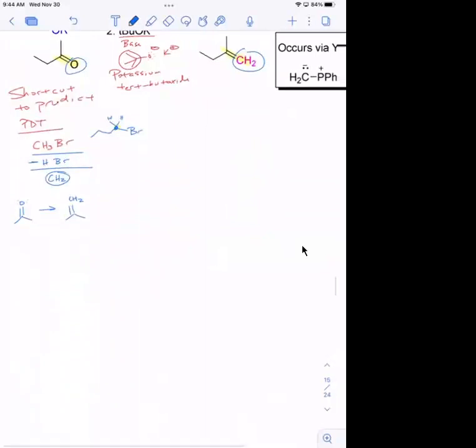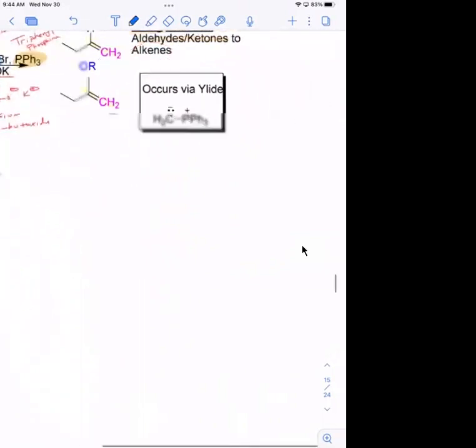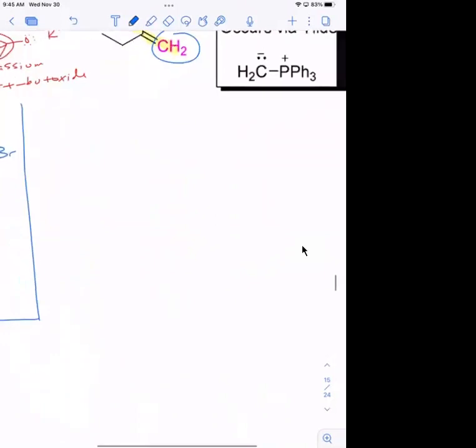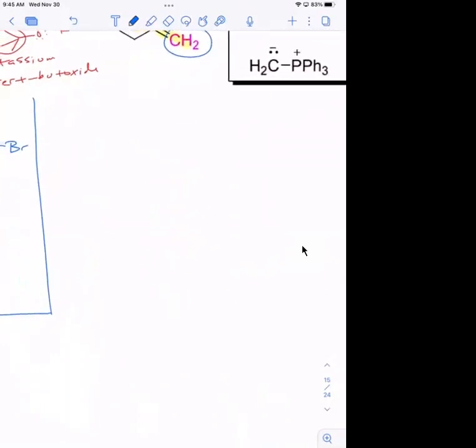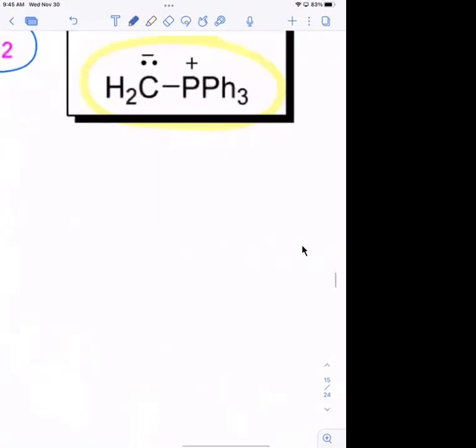It's a fairly involved mechanism, but we can knock it out. We can do it. All right, so the mechanism, I'll box that in, is multiple steps. The first step is right here. I have in this box that it occurs via what we call an ylide. And that's just this species right here, where you have a positive and a negative charge right next door to one another. And that ylide can also be represented like this.